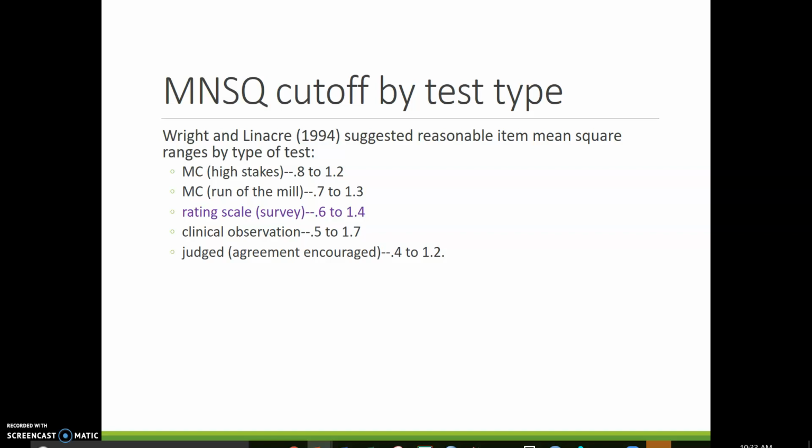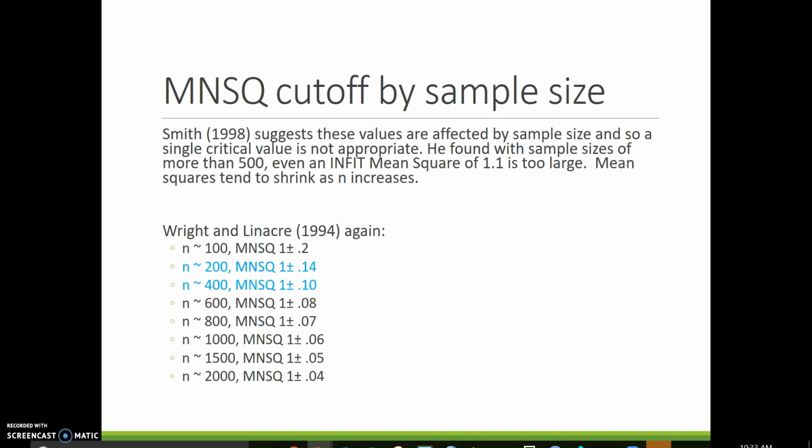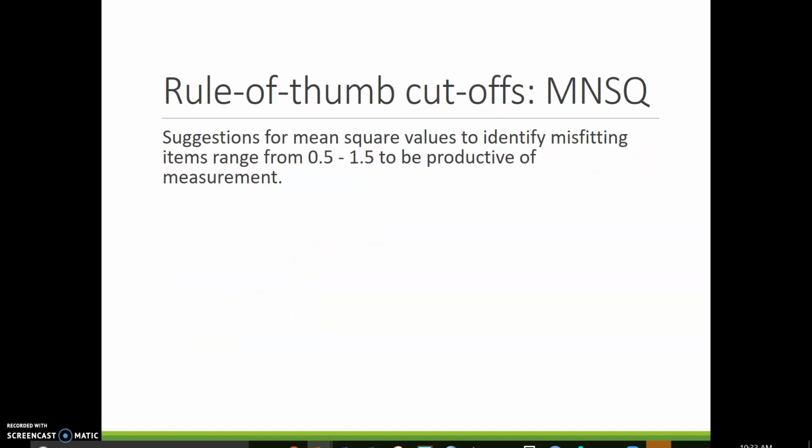We can look at mean squares as well, and this gets even more confusing because there are recommendations by test type, whether it's a high stakes multiple choice, or a rating scale, which tends to be more what we use. There's also cutoffs by sample size, because remember, this is a chi-square statistic. And usually most of what we deal with is 200 to 400 people. Or we can just be the most liberal and go between 0.5 and 1.5 to be productive of measurement. That usually is my default, to just go with Linacre's recommendation there.